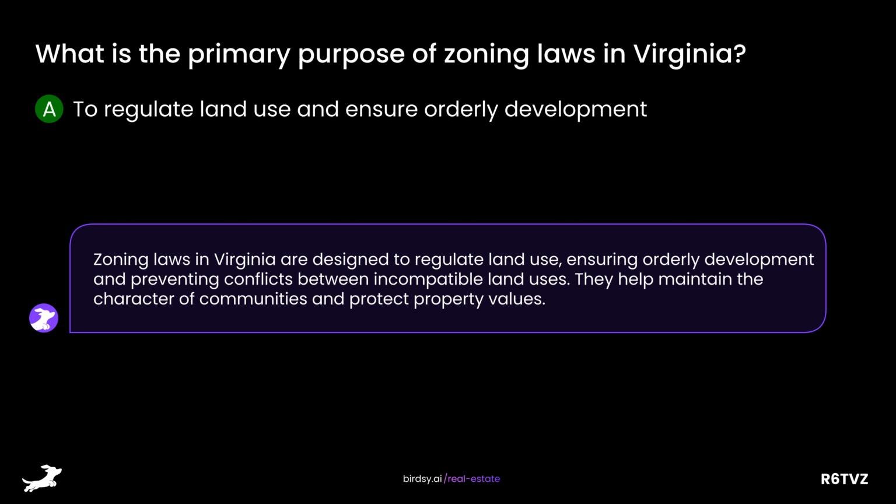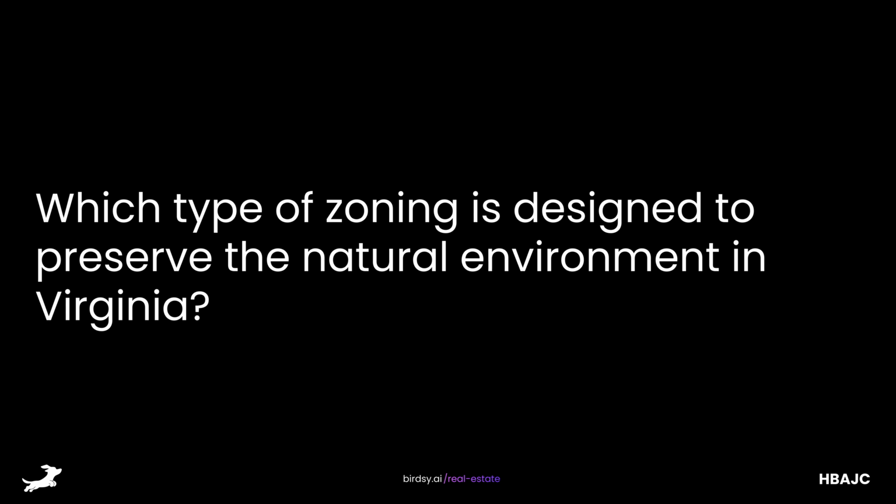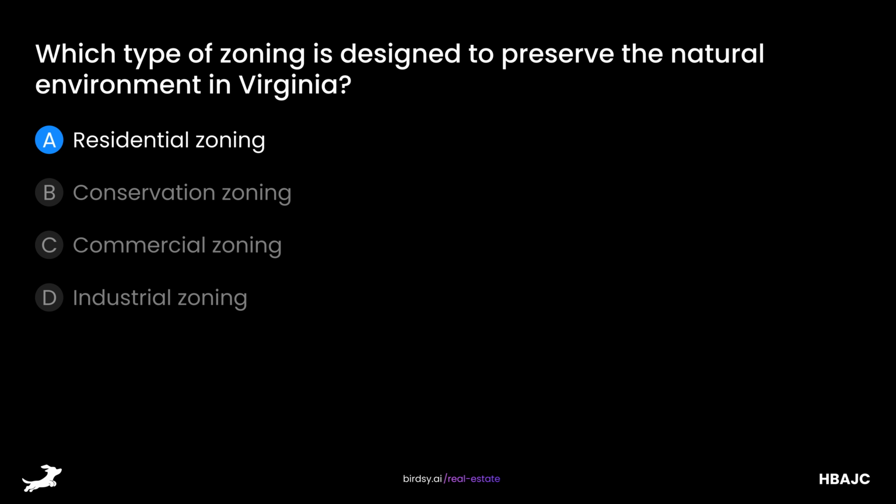Zoning laws in Virginia are designed to regulate land use, ensuring orderly development and preventing conflicts between incompatible land uses. They help maintain the character of communities and protect property values. Which type of zoning is designed to preserve the natural environment in Virginia? Is it A, residential zoning? B, conservation zoning? C, commercial zoning? Or D, industrial zoning? The answer is B, conservation zoning.